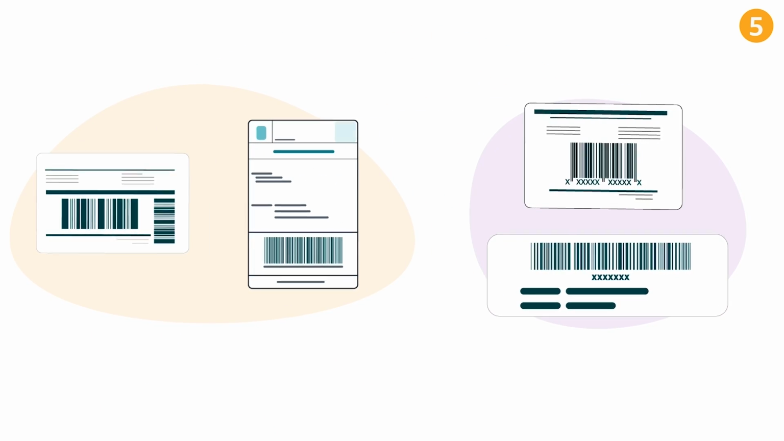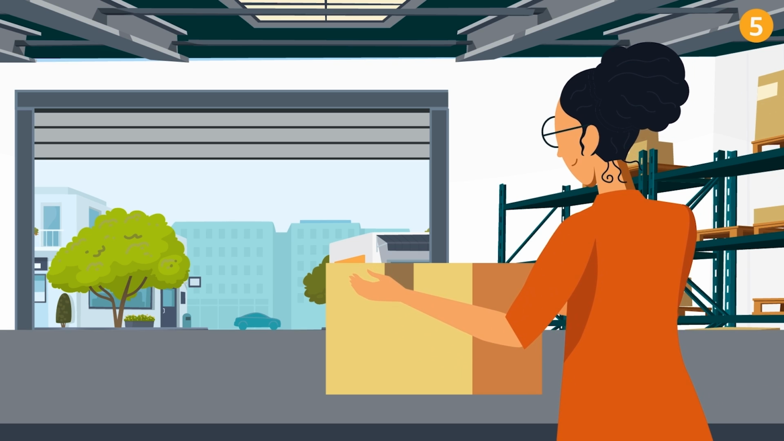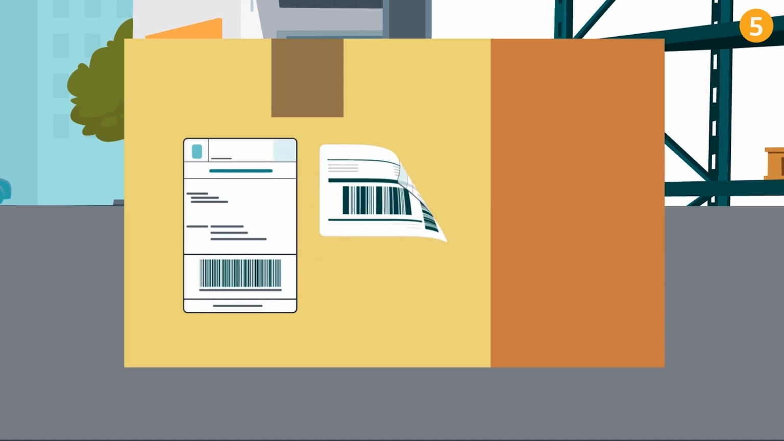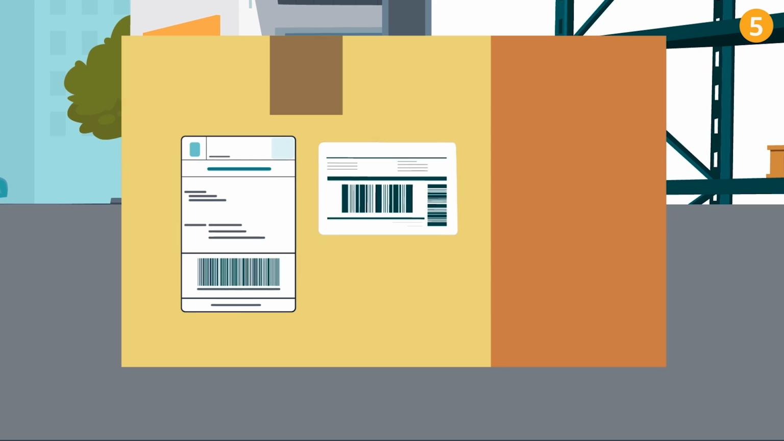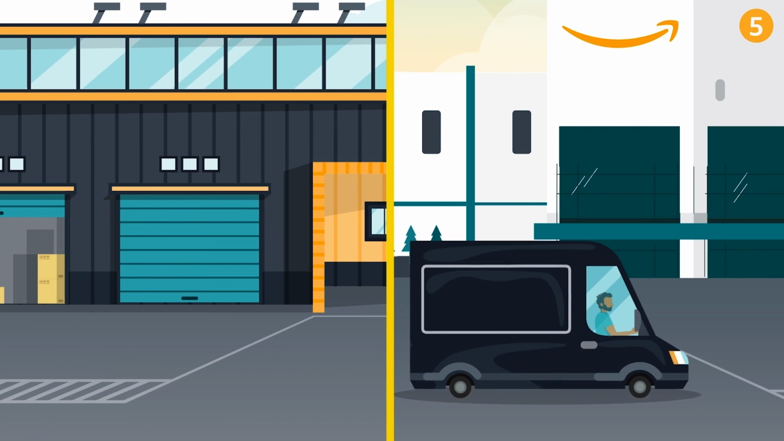The fifth FBA requirement involves shipment labels. These labels differ from those featuring barcodes. When shipping your products to fulfillment centers, you need only two labels, a shipping label and an FBA box ID label on the outside of your box. This ensures your products arrive safely and quickly.